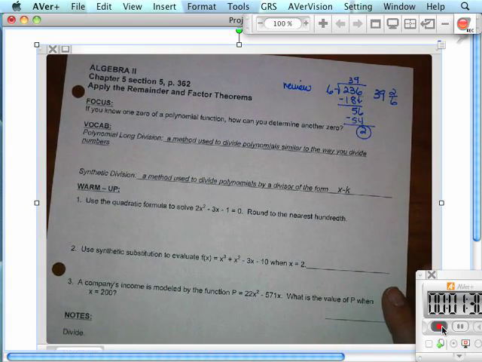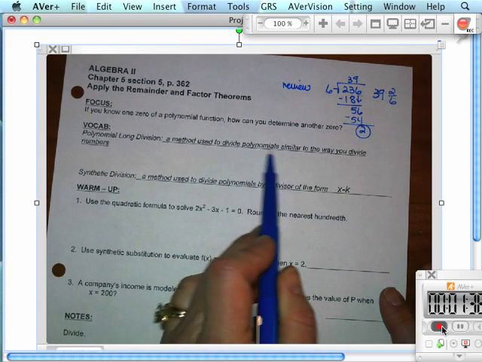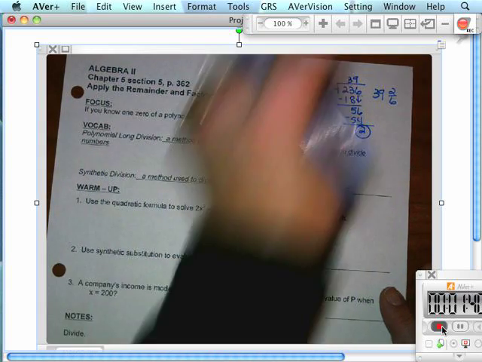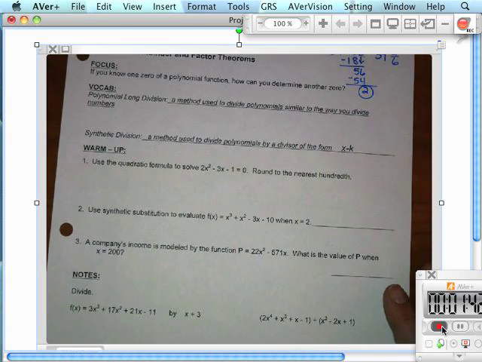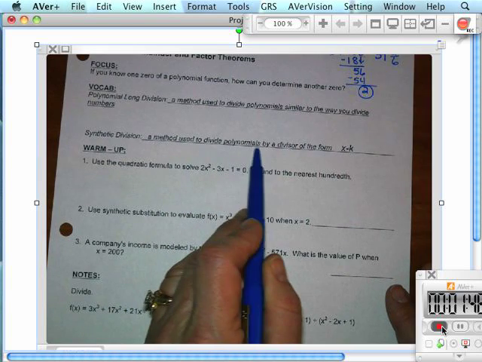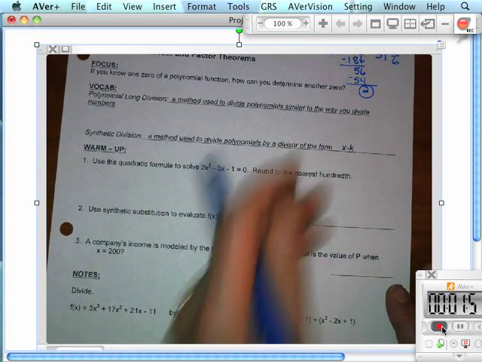So, polynomial long division is a method used to divide polynomials similar to the way you divide numbers. Eventually it helps you get the factors. Synthetic division is another method used to divide polynomials by a divisor of the form x minus k, and we'll look at that in a little bit.